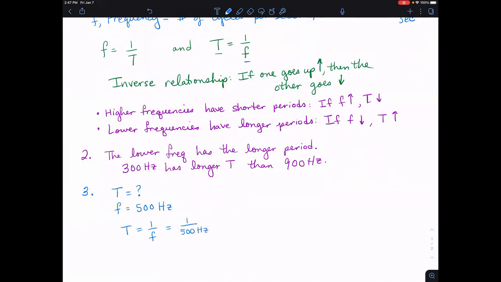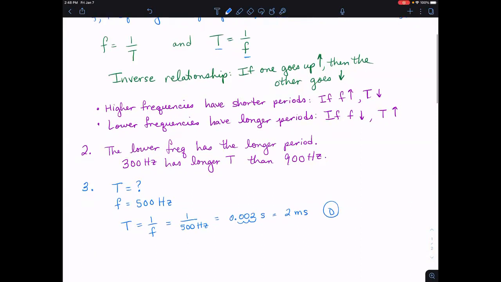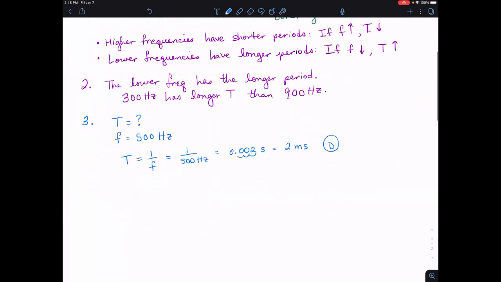I put in the 500 here, that's again cycles per second. If you do 1 divided by 500 on your calculator, you would get 0.002 seconds, and that is equal to 2 milliseconds. That little m stands for milli, because that would be moving the decimal place 3 points to the right. So that is D, the answer for that one. All right, so that's the relationship between the frequency and the period.